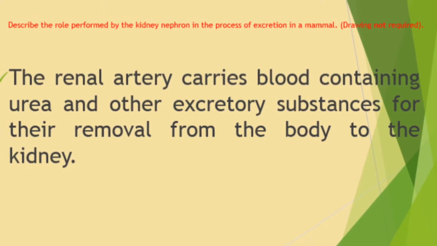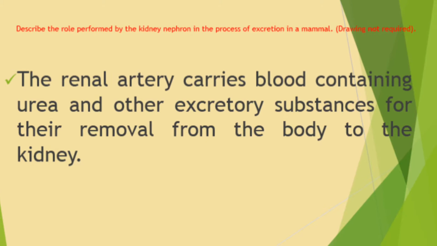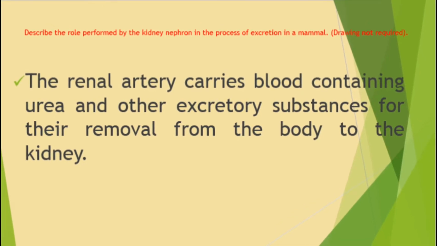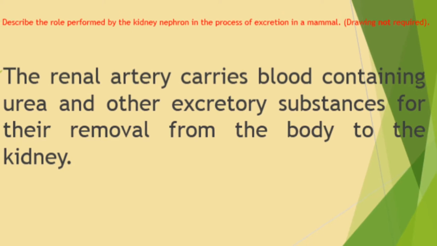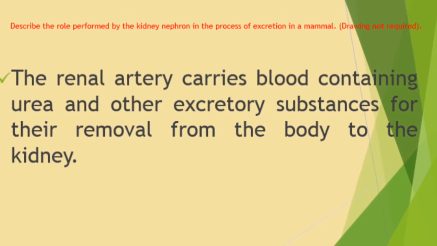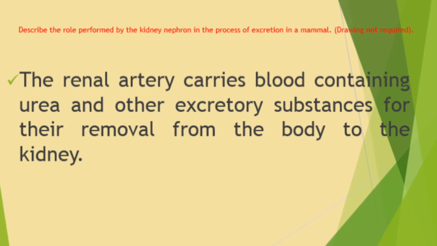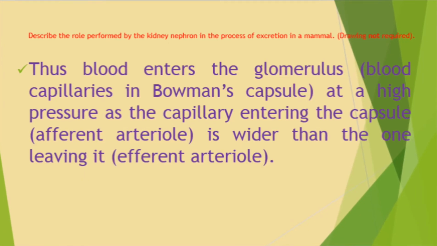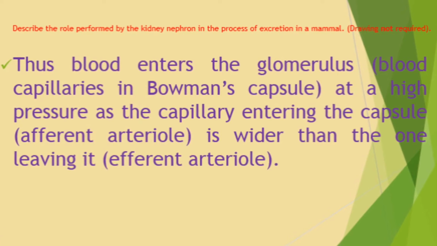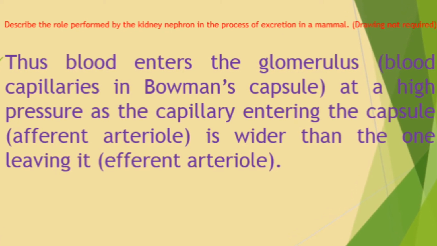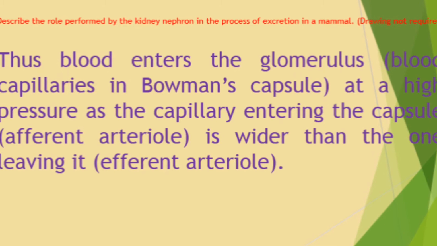The renal artery carries blood containing urea and other excretory substances to the kidney for their removal from the body. So we're seeing the first role being played by the renal artery, which is part of the kidney nephron. After that, this blood enters the glomerulus, the blood capillaries in the Bowman's capsule. That's what we call the glomerulus.